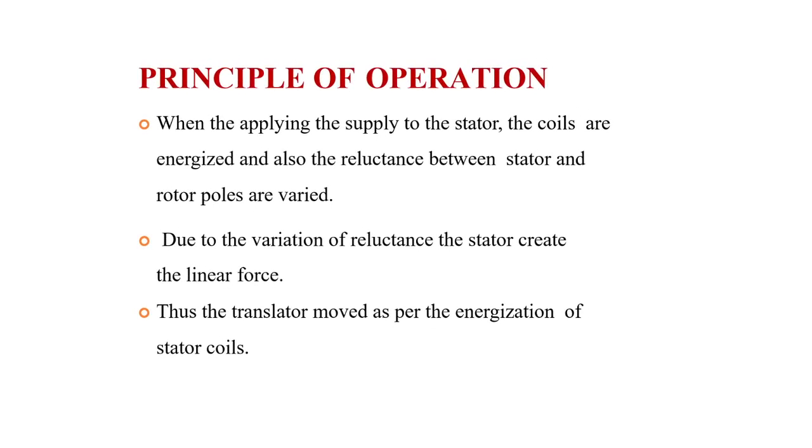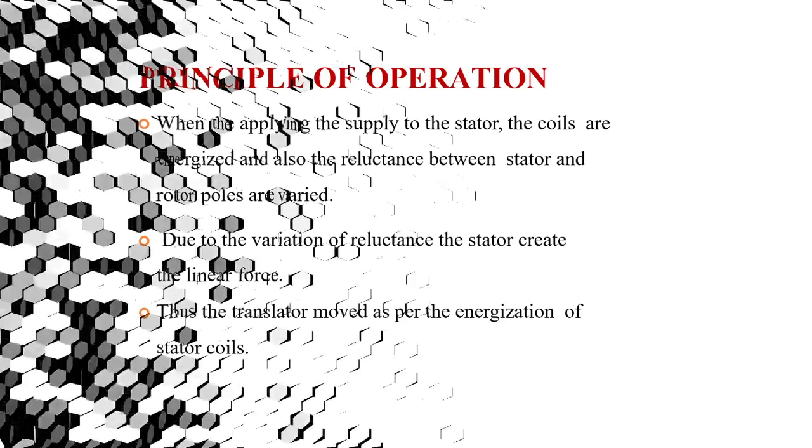Principle of operation. When we apply supply to the stator, coils will be energized and also the reluctance between stator and rotor poles will be varied. Now, due to the variation of reluctance, stator creates the linear force. Thus, the translator moves as per the energization of stator coils.